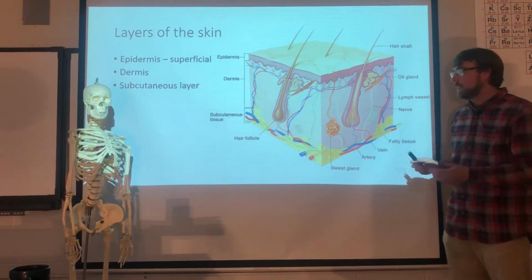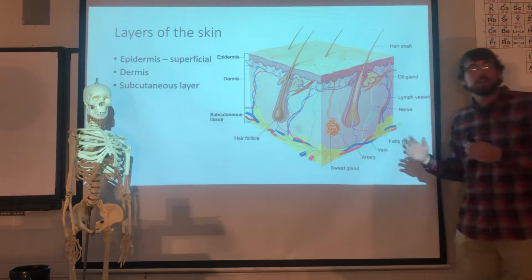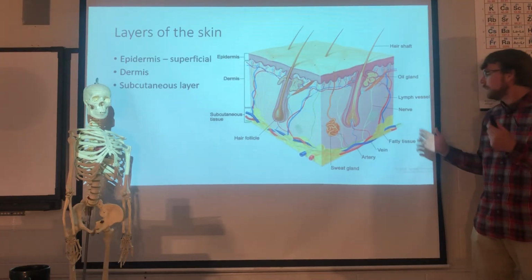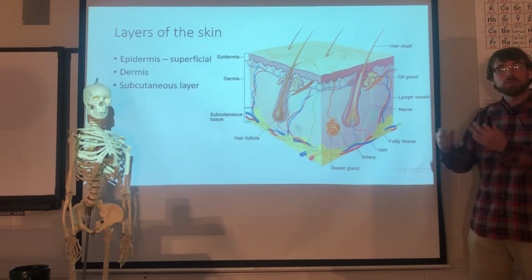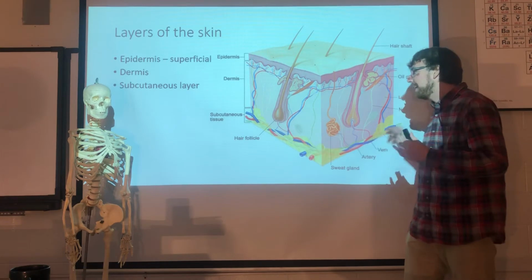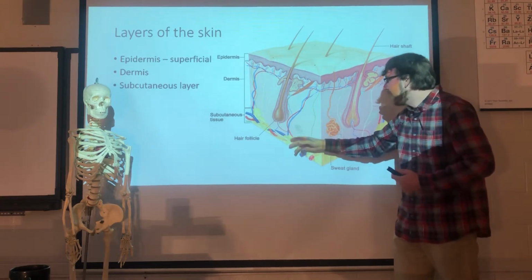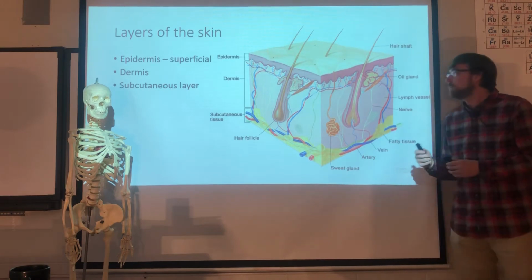The deepest layer is the subcutaneous layer. This is a layer of mostly adipose tissue. So there's fat, there's also more major blood vessels. So your more major blood vessels are going to run in the subcutaneous layer. There are minor capillaries that are going up into your dermis.